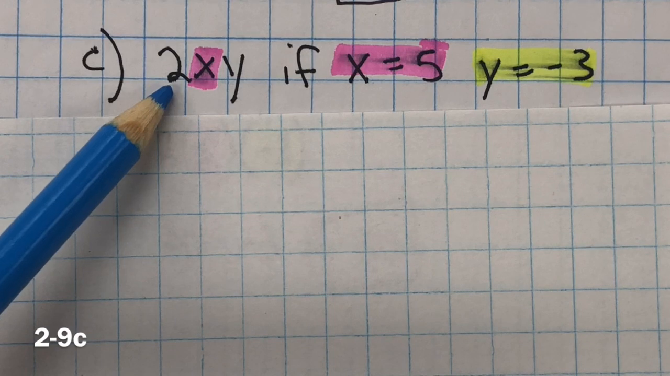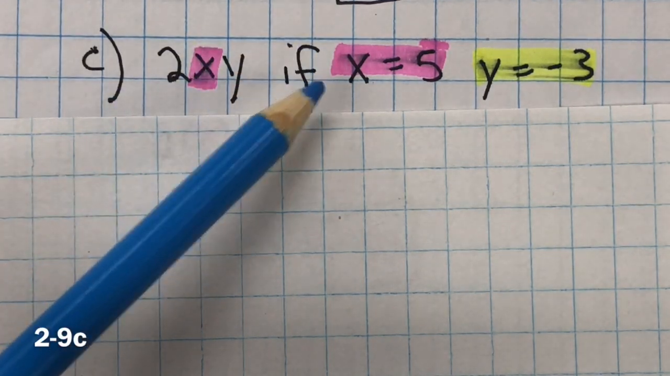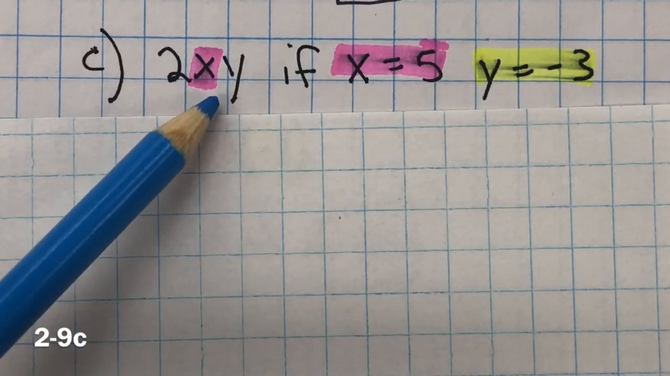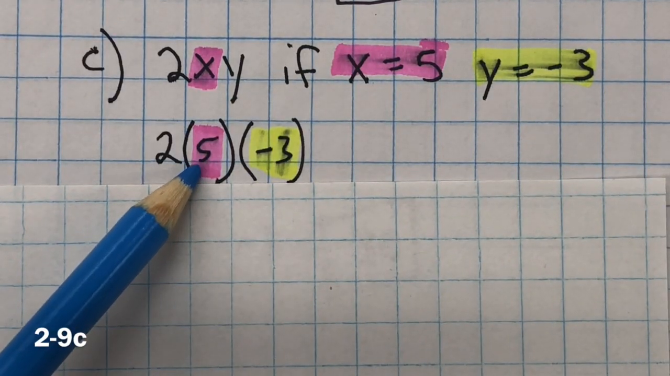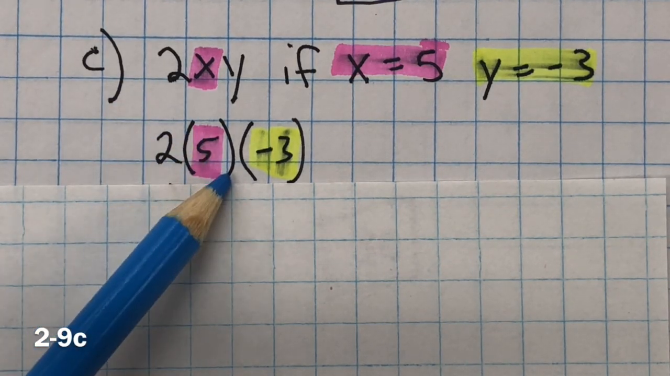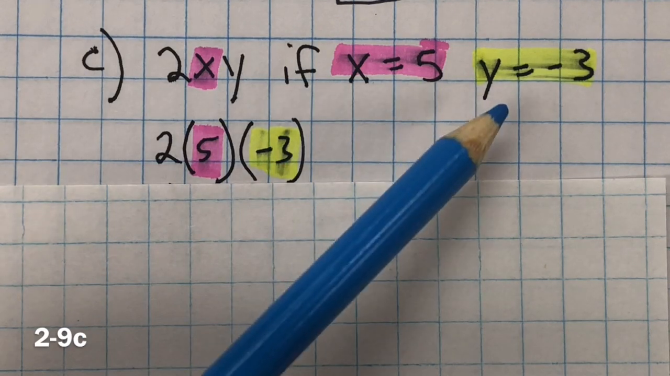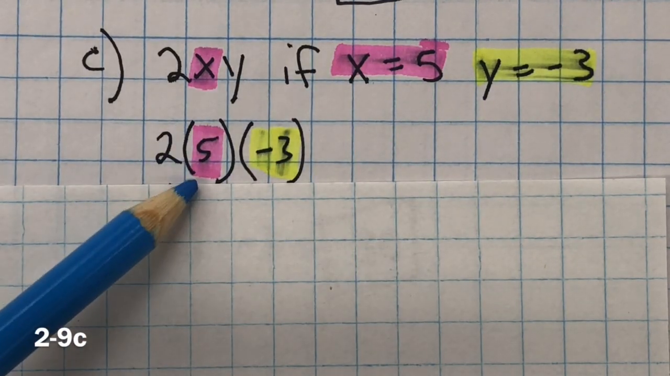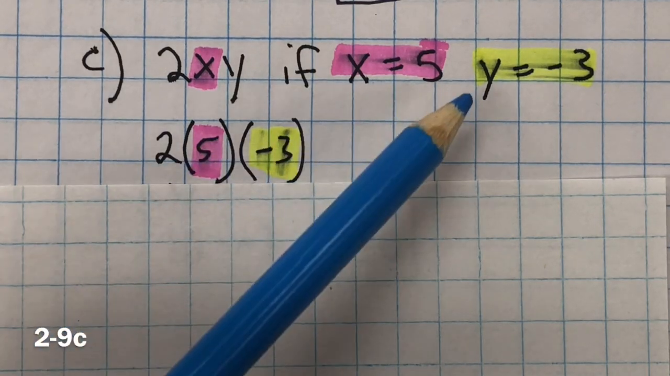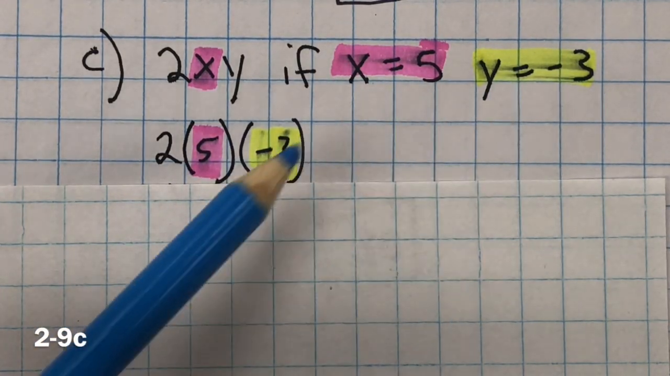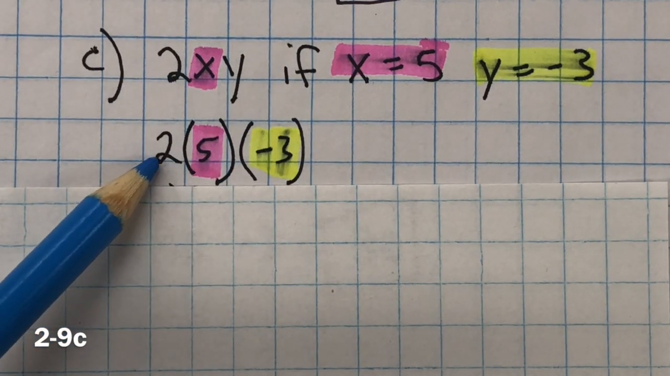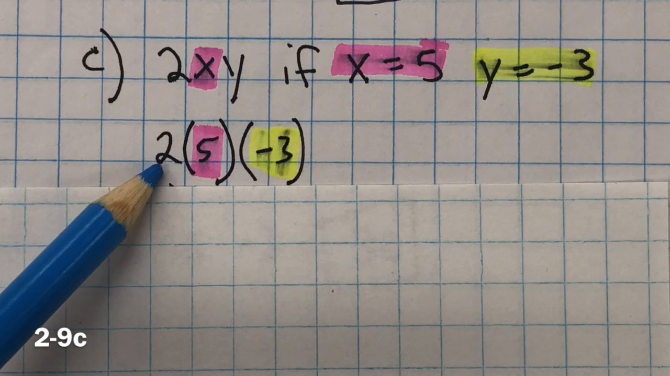We have 2xy. So if x equals 5 and y equals -3, we plug those in. Here's x. X is 5. And so we're multiplying, so I put them in parentheses. I always like to put anything in parentheses regardless of which operation I'm using. So now y is -3. Here's our y. So now we have order of operations.